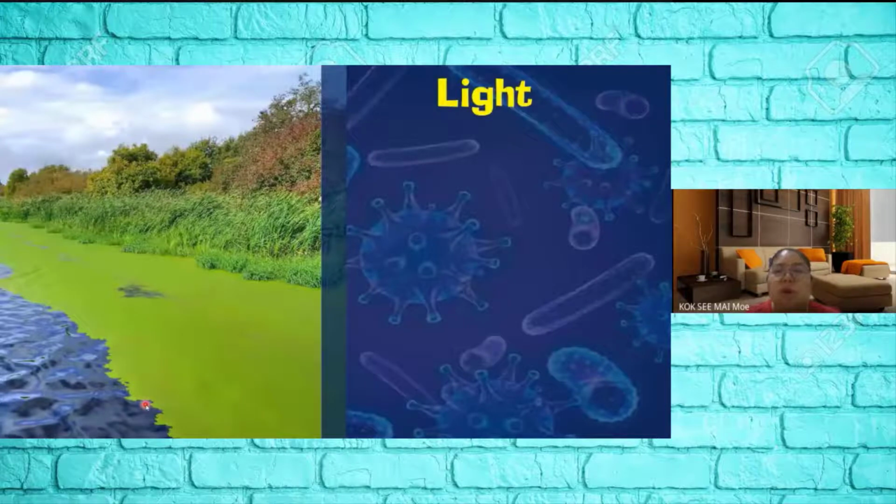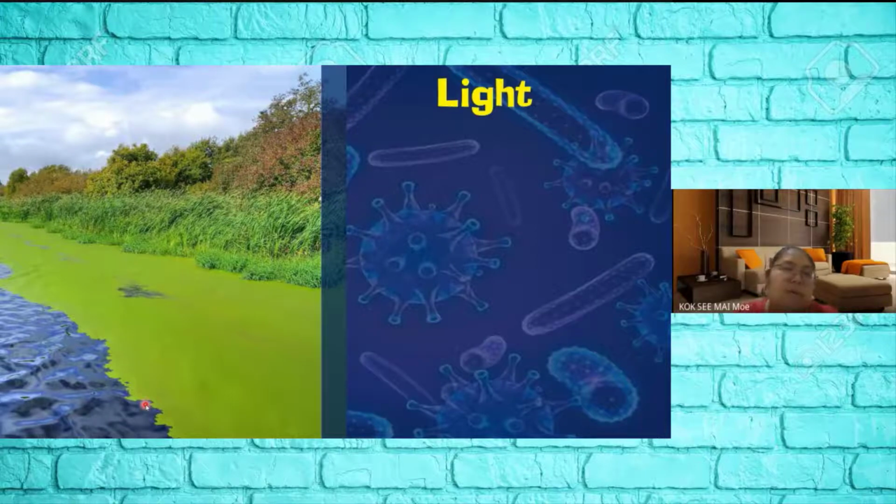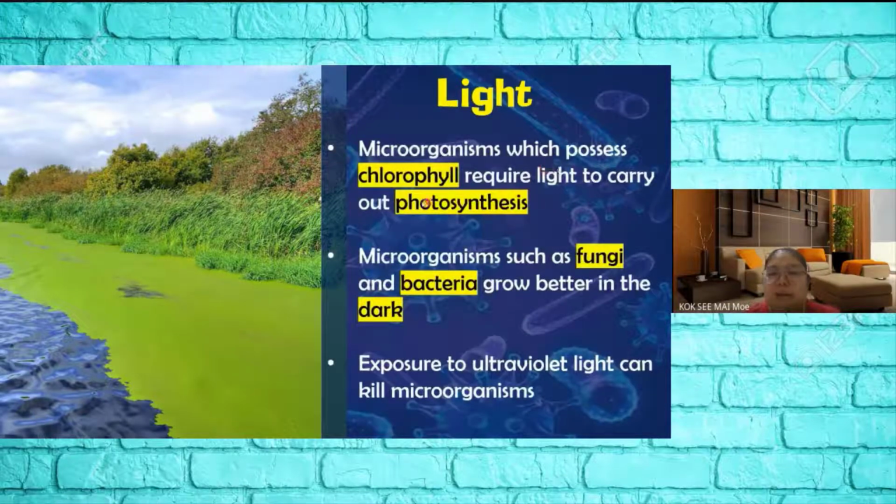Among the microorganisms, only one wants light. We have five, right? One wants the light; the rest don't want it. Yes, algae, because algae have chlorophyll. Chlorophyll means they want to carry out photosynthesis and get their own food. The rest are parasitic and also saprophytic organisms. So from here you can see the light factor. The microorganism that has chlorophyll requires light to carry out photosynthesis. Just a little bit of bacteria, and then the rest is algae.